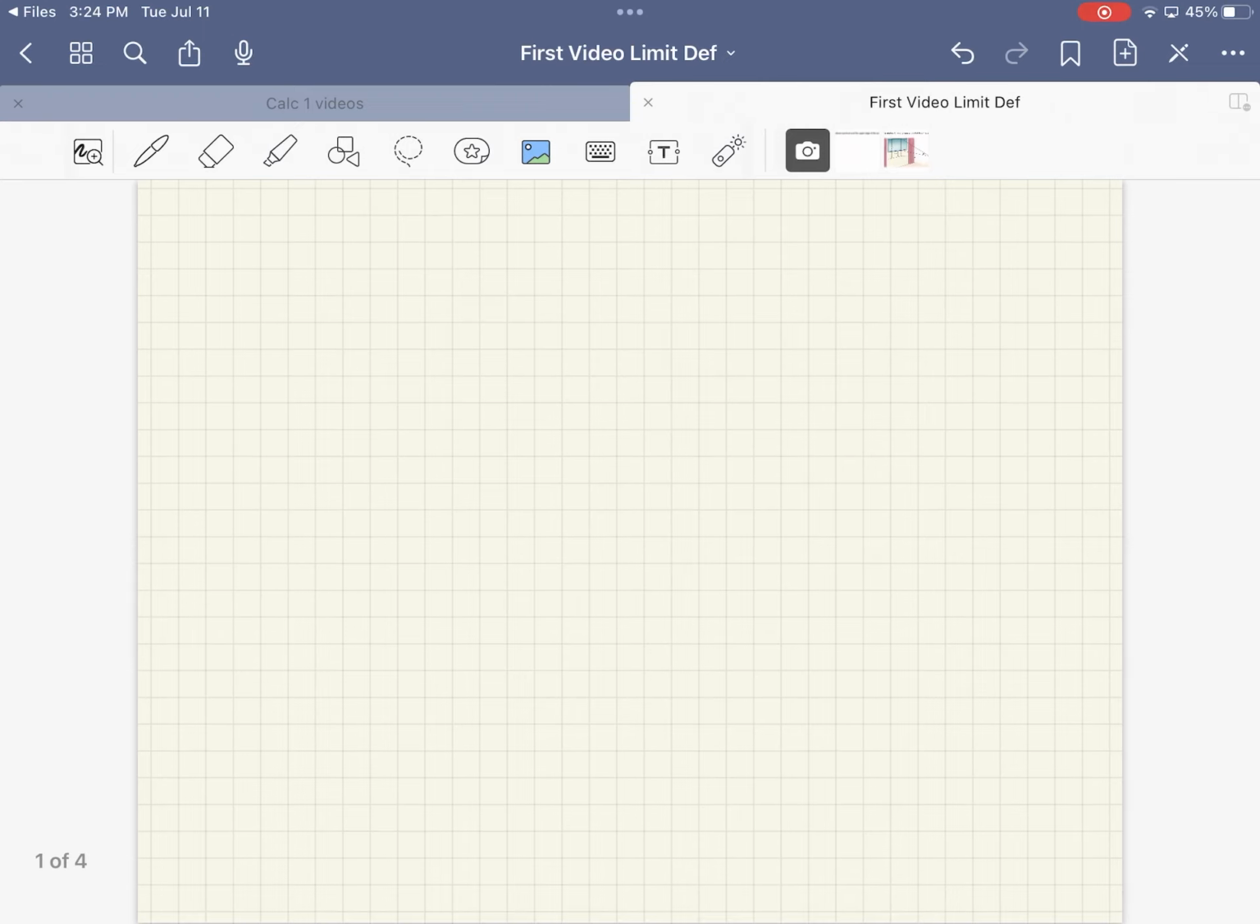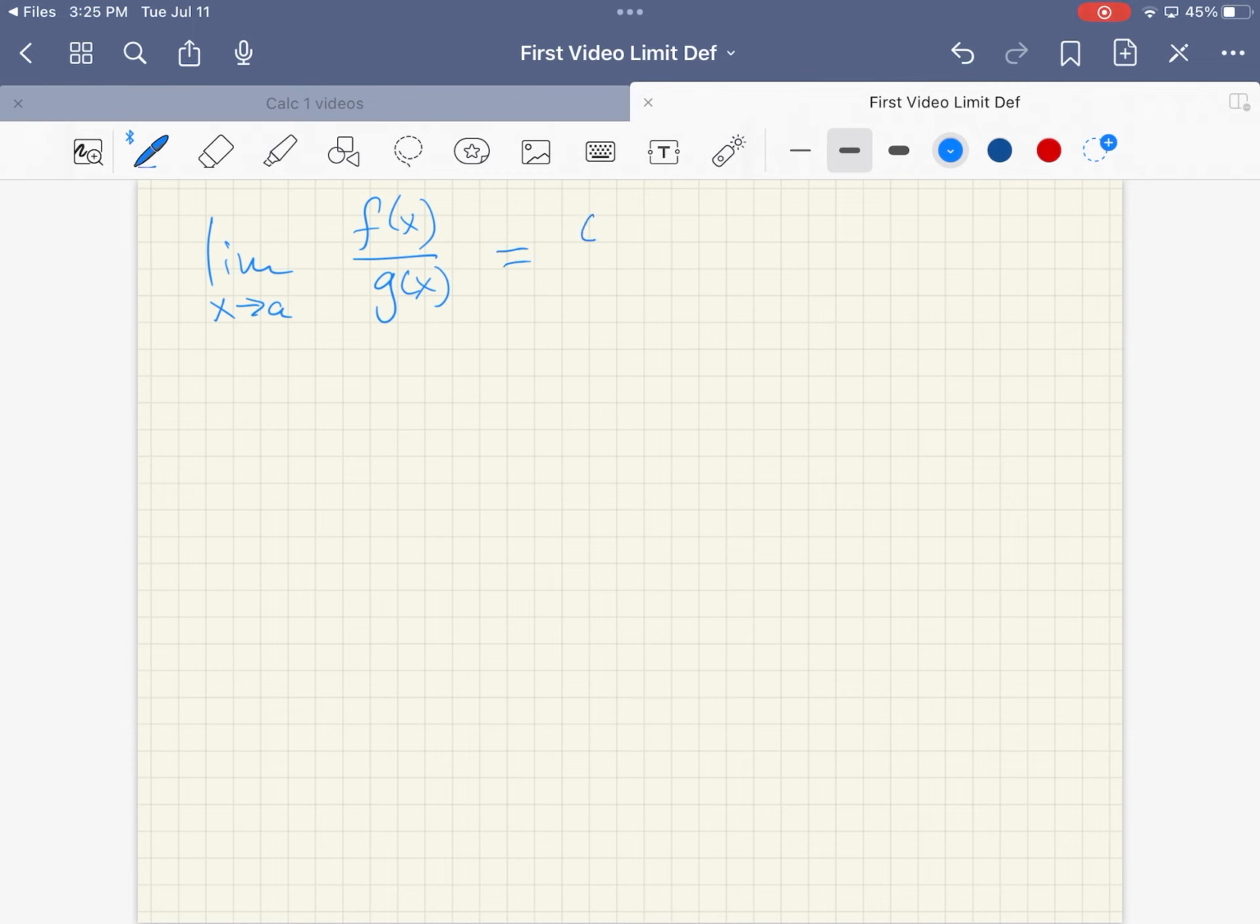So we're looking at a situation where we have the limit as x approaches some value, that could be any real number or infinity itself, of a function divided by another function. And if this turns out to be of the form either 0 over 0 or plus minus infinity over plus minus infinity, then we can use L'Hopital's rule on it.